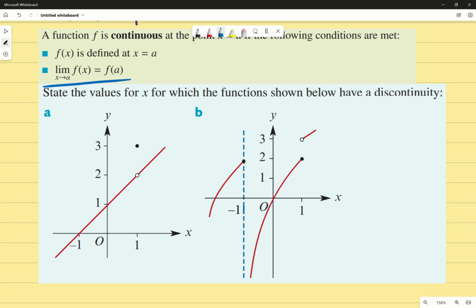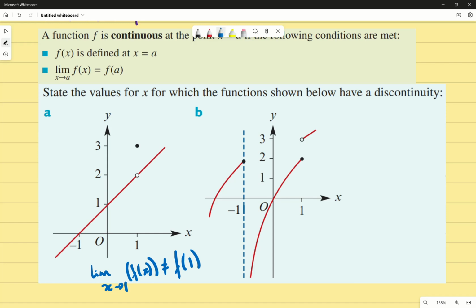However, the limit as x approaches 1, so I would write, for example, limit as x approaches 1 of f of x does not equal f of 1. Because f of 1 should be at 3, sorry, my apologies. But the limit as x approaches 1 is 2. So the values are different and therefore it is not continuous.